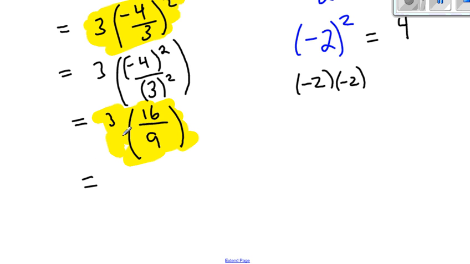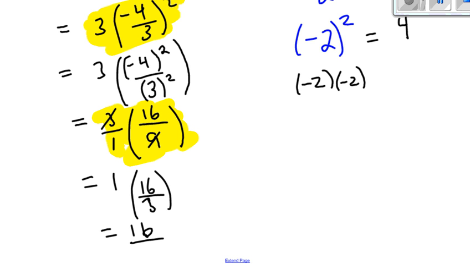So now I have 3 and I'm dividing by 9. So instead of 3 divided by 9, let's make that 1 divided by 3. So I'm ignoring this numerator of 16 because really everything is just multiplied and divided at this point, and I'm simplifying the 3 over the 9. So my final answer would be 16 over 3.